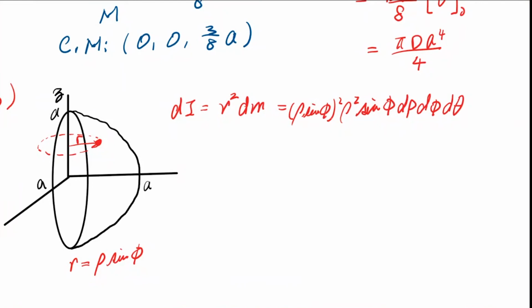Good? Okay, now then your moment of inertia I in spherical coordinates. Theta varies from here and on, right? So 0 to pi now, and then phi will vary from 0 to pi, and rho will vary from 0 to a. So far so good with the limits of integration?